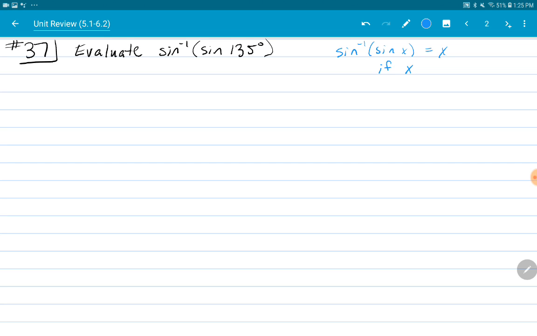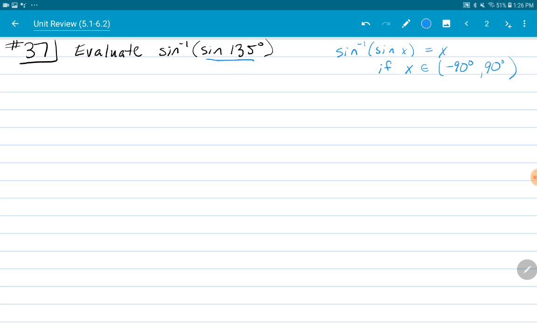but only when x is within that restricted domain that we set for x in order to make that function one-to-one. So only when x is between negative 90 degrees and 90 degrees. So in this case, 135 is not in there. So we need to work a little differently.